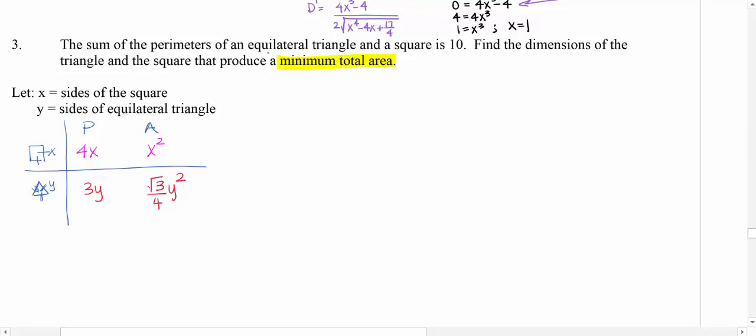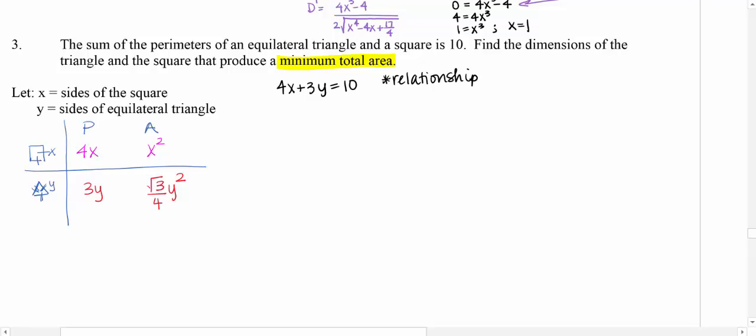So the first sentence talked about the sum of the perimeters of these being 10. So I'm going to add up 4x plus 3y equals 10. And I'm also going to note that this is my relationship between the two variables that I can use. So I will probably need to solve this equation for either x or y so that I can write my minimum total area function in terms of one variable. I don't have to decide which variable right now. I can decide that at a later time.